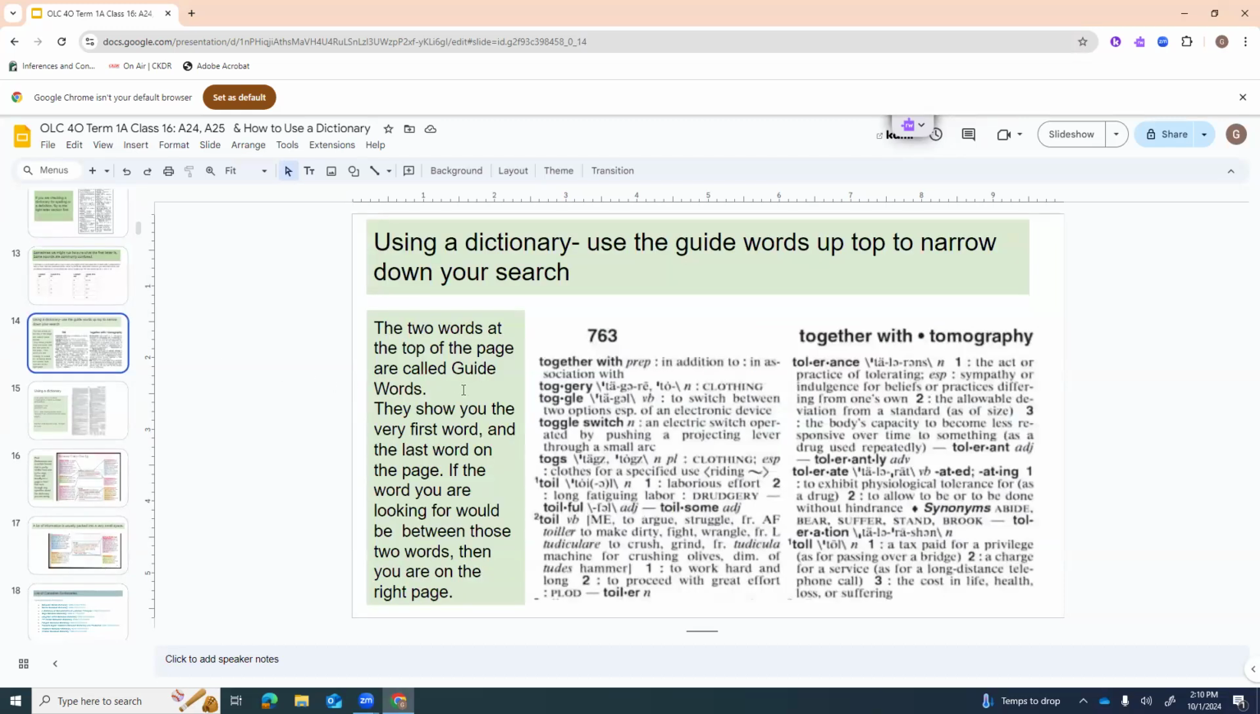One thing they used to really teach us in school, I don't know if they still do, is that when you're using a dictionary, up top you will see guide words. Sometimes they'll be together like this. Sometimes you'll see one up in one corner and the other up in the other corner. Usually the first one is the very first word on the page, and the second one is the very last word on the page. So they're letting you know, here are all the T words from the phrase together with down to tomography. If the word you're looking for would be between those two words, then you're on the right page. If it's not, you're going to have to go either earlier or later.